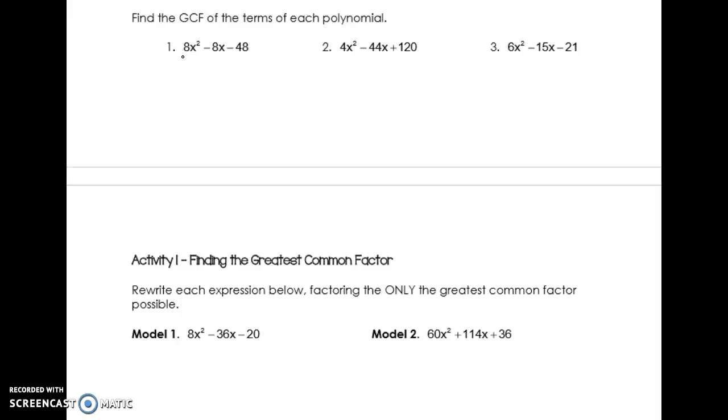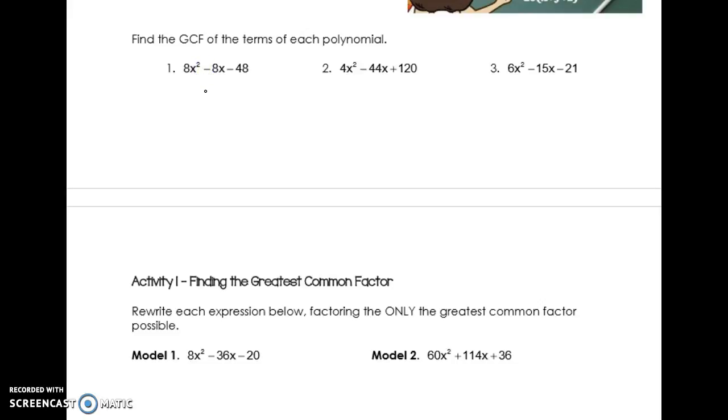8 can be broken down to 8 and 1, and so can that 8. And this 48, that's really the game changer here. Is this divisible by 8? And it is. 48 can be broken down to 8 and 6. So the greatest common factor of these terms is 8.